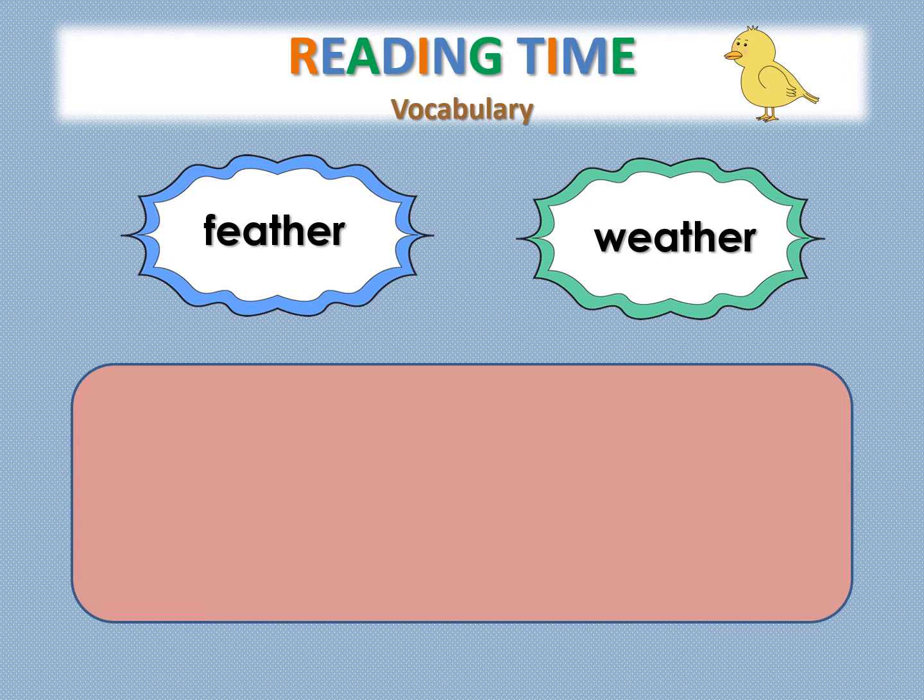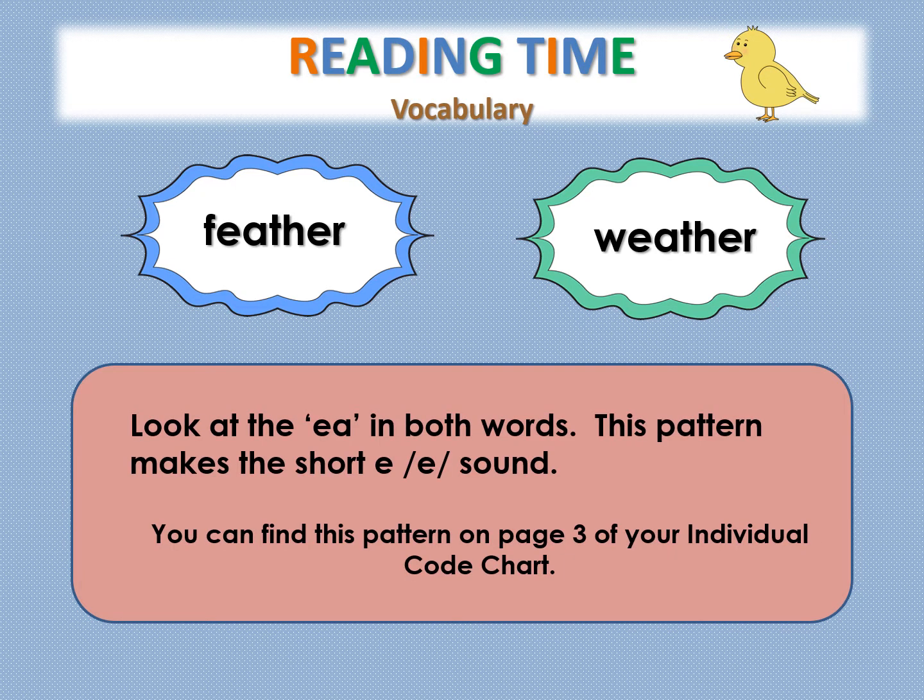Let's take a look at these two vocabulary words also. The words feather and weather. Look at the EA in both words. This pattern makes the short E sound. And you could find this pattern on page 3 of your individual code chart.